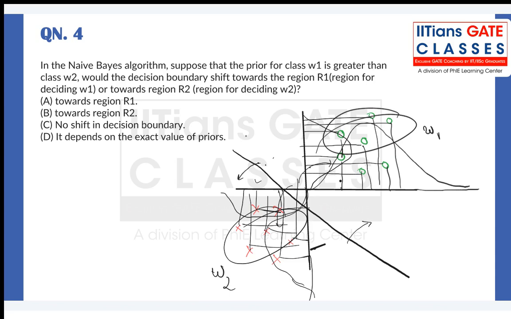So if it is given that W1 has a higher probability than W2, then the decision boundary will shift towards the region R1, or it will shift towards the region R2. If you see carefully, since you want more points to be in the green zone, you'll shift your decision boundary towards the region R2. So that is why in the naive Bayes, if W1 class has a greater prior probability than W2, decision boundary will shift towards the region where W2 is there, or region R2.